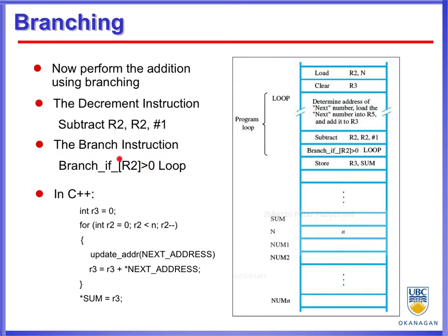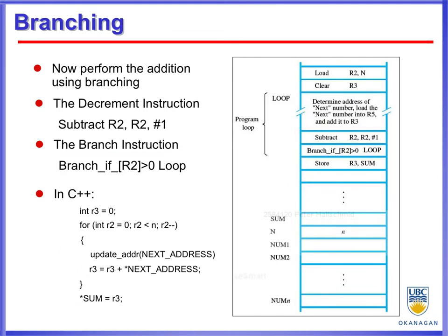Branch if the contents, the square brackets always mean contents of, branch if the contents of register R2 are greater than 0, to a memory address which is represented by the label loop. That's what that instruction is going to do, just like it says. Branch if whatever is in R2 is greater than 0 to the memory address loop. Obviously, if what's in R2 is not greater than 0, we don't branch, and the computer's just going to go to the next instruction stored in memory, as you would expect.